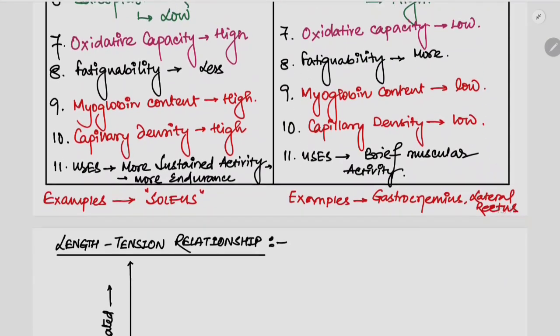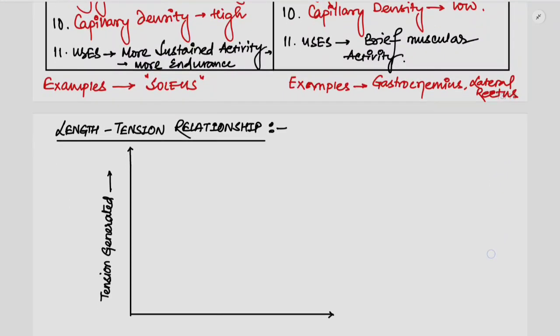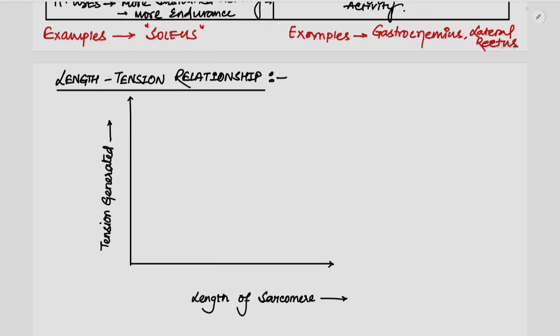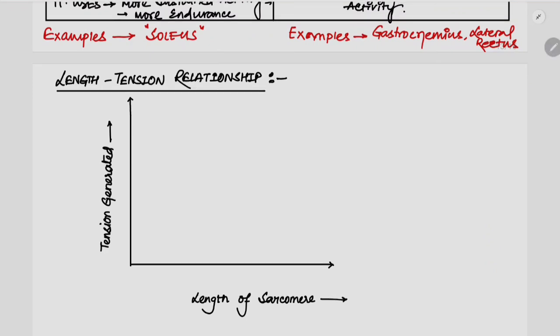Okay, next, last but not the least, the length tension relationship. In the length tension relationship, 3 points are very important. Here you study the preliminary basics of the length tension relationship. In the heart section of physiology, you are going to study the Frank-Starling law. So it is a bigger concept, and the length tension relationship is the preliminary concept.